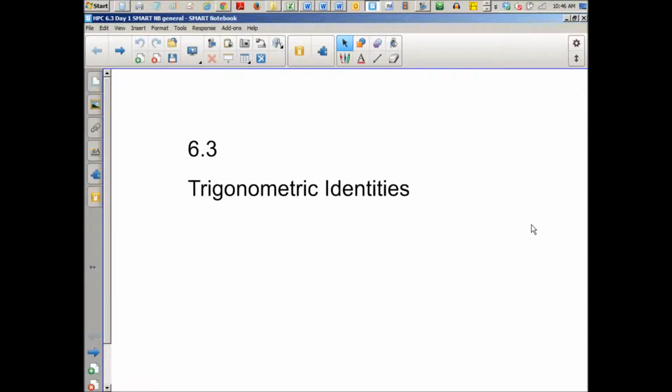Okay guys, so we're going to be talking about trigonometric identities for a few days, several days. Some people say this is the hardest part of any pre-calculus class. Alright? You can think of trigonometric identities as geometry proofs. Remember when you did geometry proofs?